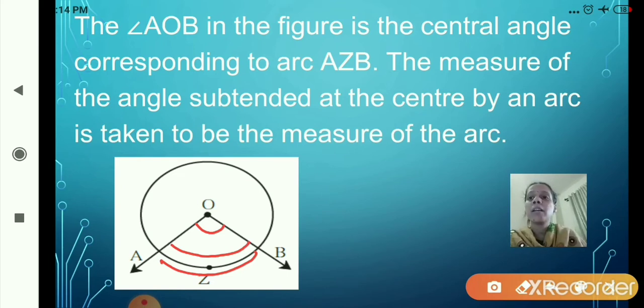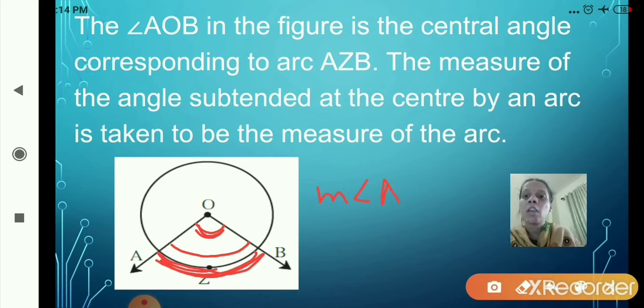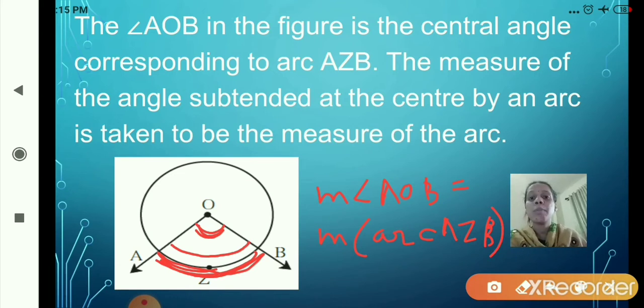The measure of the angle subtended at the center by an arc is taken to be the measure of the arc. It means the measure of the central angle, angle AOB, is equal to the measure of the arc AZB, which is corresponding to that angle. Which arc? That is AZB. If the measure of angle AOB is 70 degree, then measure of arc AZB is also 70 degree.